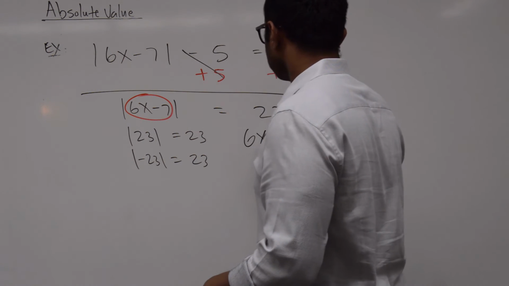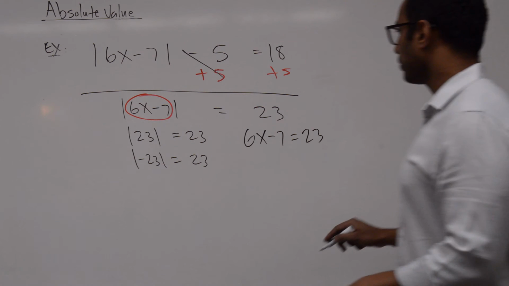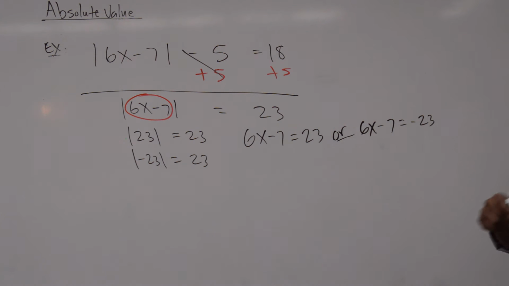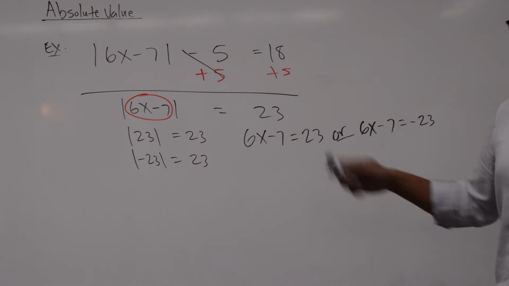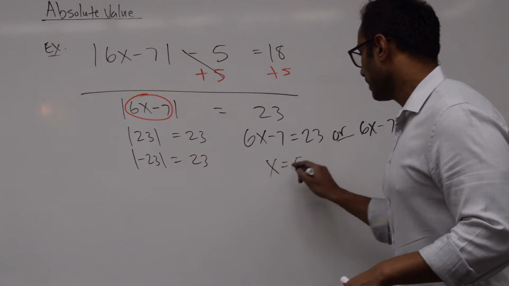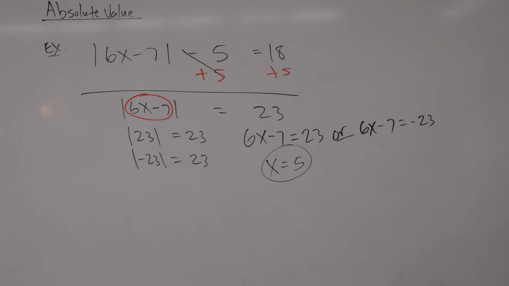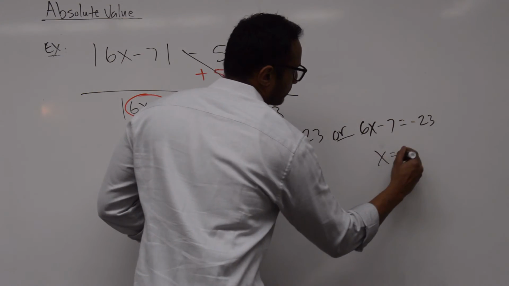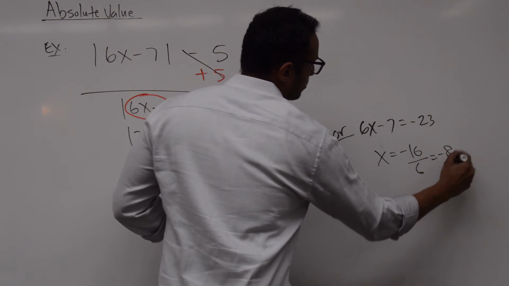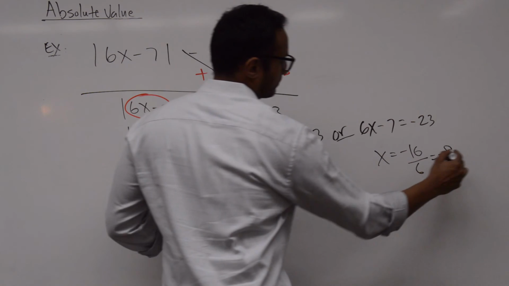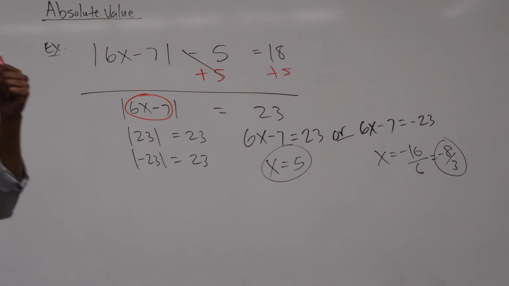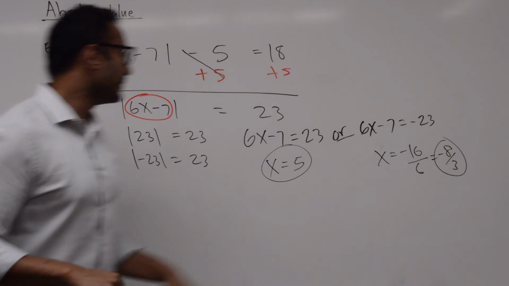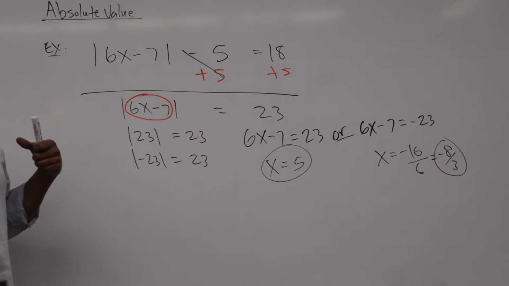So we're going to say that this expression, 6x minus 7, has to equal 23, or it has to equal negative 23. And you want to figure out which values of x do that. You guys can solve that equation, so I'm not going to do that part. So we get x equals 5, and here you have x equals negative 16 over 6, which is going to be negative 1/3. So these are our two solutions, x equals 5 and x equals negative 1/3. These values of x make that expression have a value of 23 and negative 23.